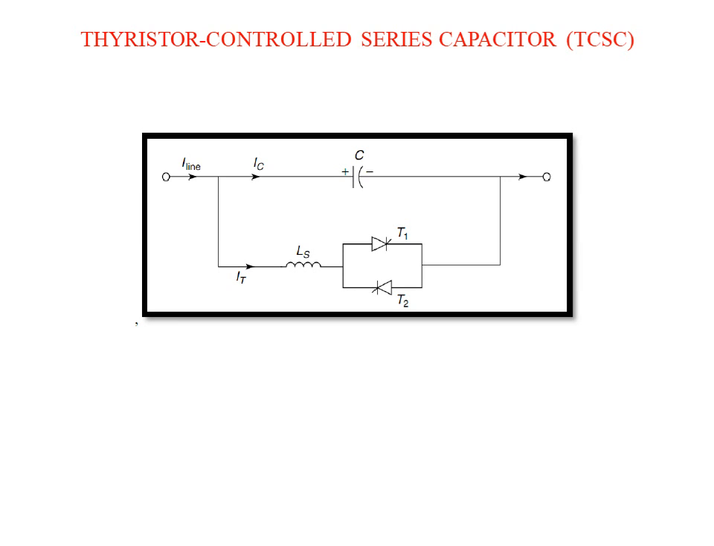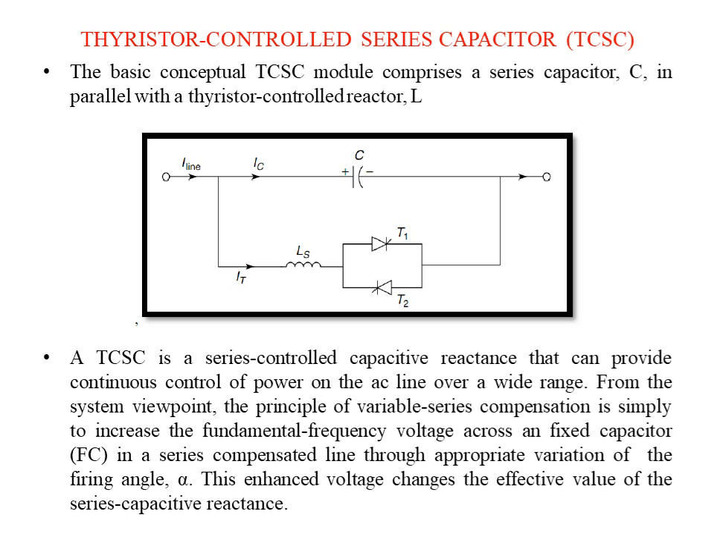So the figure shows the basic diagram of Thyristor controlled series capacitor. The basic conceptual TCSC module comprises a series capacitor in parallel with a Thyristor controlled reactor L. So the capacitor is connected in series with the line, and the thyristors are connected back to back in parallel with that capacitor. So it is represented by L and C, that is, the thyristors are represented by the inductance L and the capacitor is represented by C.